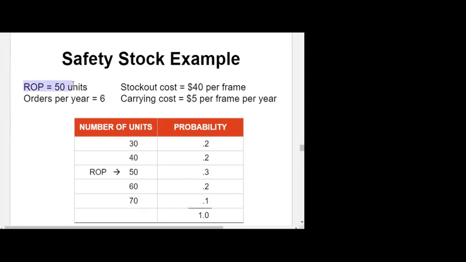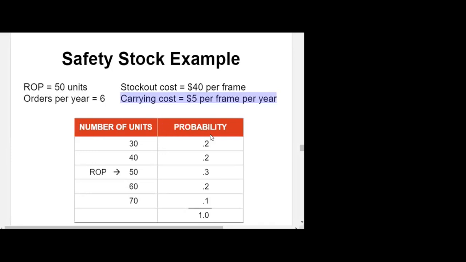Okay, so this question is giving us some information. The ROP is 50 units. What that means is the reorder point is 50 units, when you have 50 units. What is the cost of stocking out? So stock out per frame is $40. What's the order per year? There are 6 orders per year. But we're not saying how many, we're just saying every year we have 6 orders. Carrying cost or holding cost is $5 per frame per year.